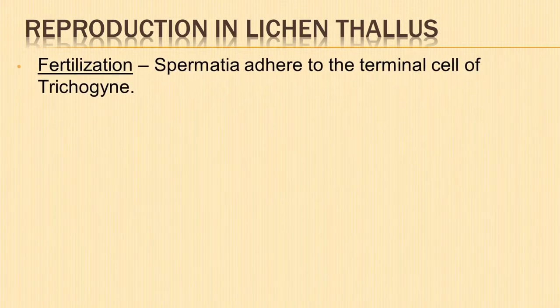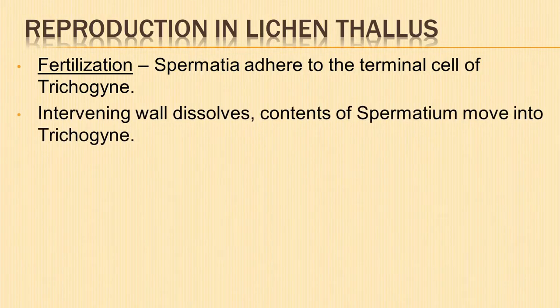Next is fertilization. The spermatia or the male cells adhere to the gelatinous wall of the terminal cell of the trichogyne. The intervening walls between the spermatium and the trichogyne dissolve and the contents of the spermatium move into the trichogyne.